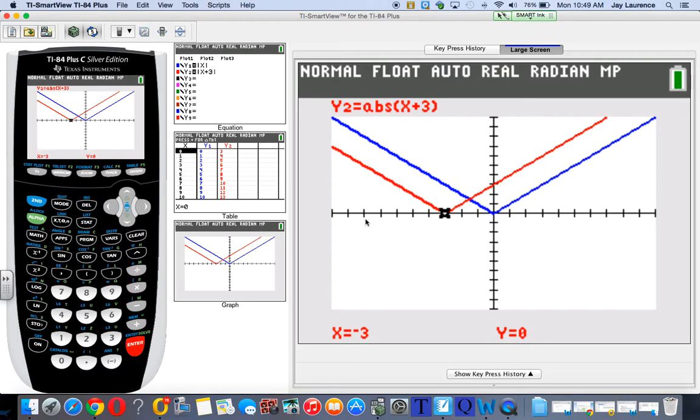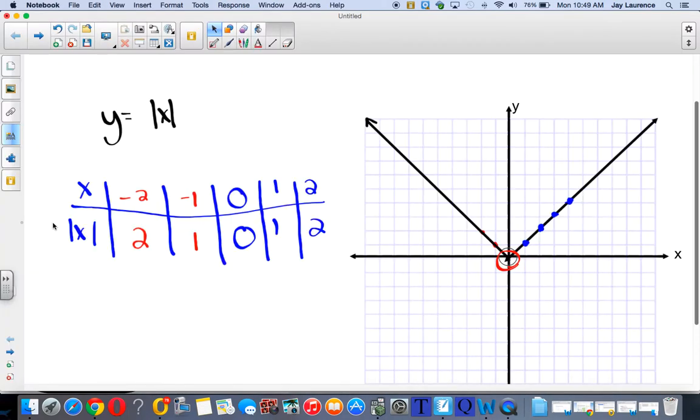So when it was x plus 3 inside the absolute value, it shifted my whole V left. You know, we should make some notes about this. So if we have an equation, let me start with this. Y equals the absolute value of x, and then I'm going to go +3, and I'll go in blue here. Let's go +2.